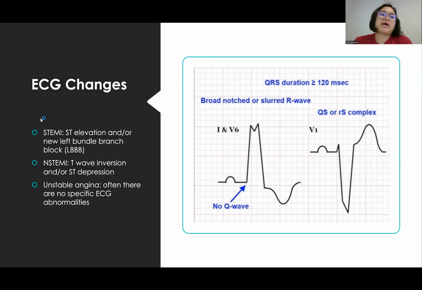And in NSTEMI, we might see T-wave inversion and or ST segment depression. And in unstable angina, there are normally no specific ECG abnormalities. They could say non-specific ECG changes with chest pain. That's unstable angina.